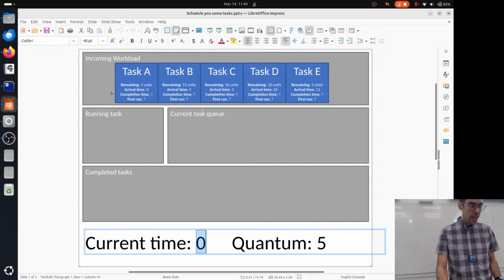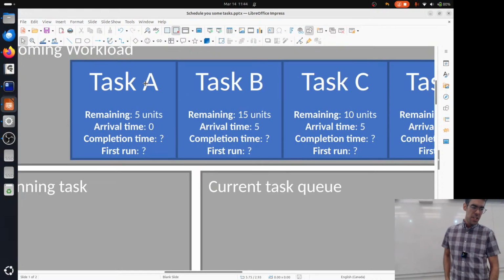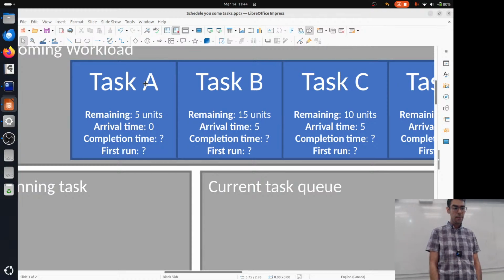I've put all of my tasks into this incoming workload area. And each of these tasks has a certain amount of time that they're going to take. So task A has 5 units of time remaining for it to run in the system, and it arrives at time 0. One of our unrealistic assumptions in the textbook was that all of our tasks arrived at the same time, but we're going to remove that part of our unrealistic assumptions.